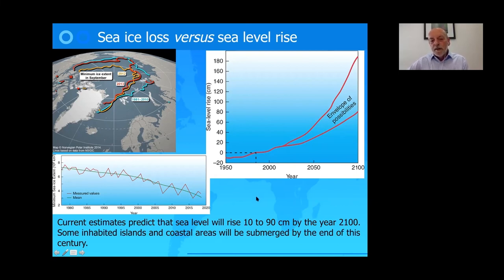And there are the predictions in the IPCC report, for example, that the sea level rise will be somewhere in the range between 10 and 90 centimeters by the year 2100. And this leads, of course, to some inhabited islands, like in the Pacific, being flooded, and coastal areas, for example, like Bangladesh, will have severe problems. They will lose quite some land over the years. And the lower panel here shows you the sea ice decreasing over the years in the Arctic.